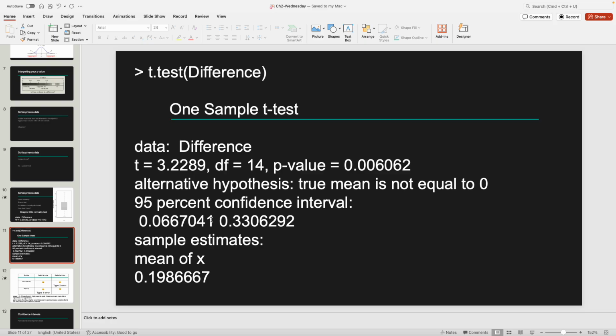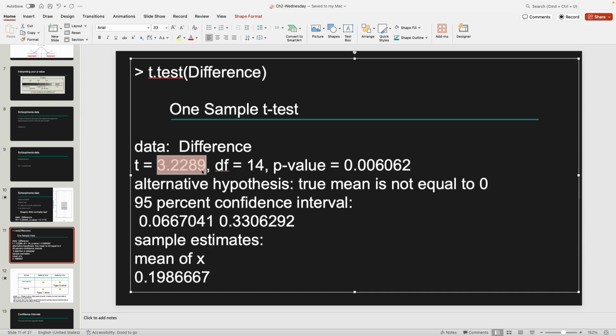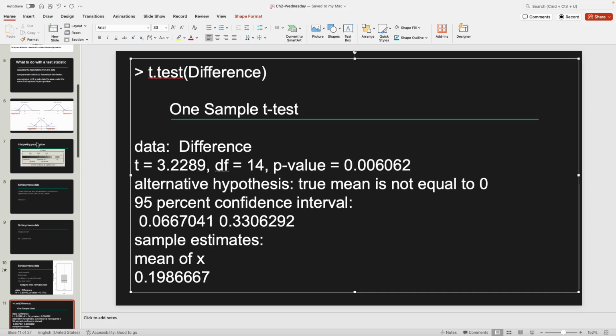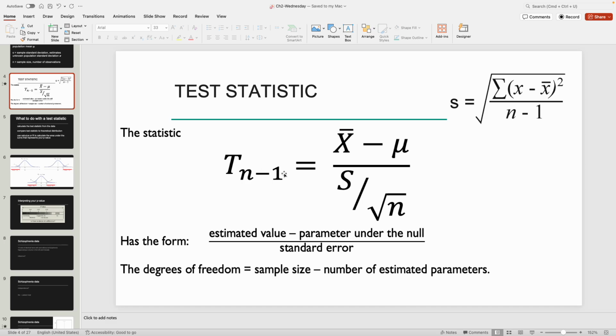Okay. When we run our t-test on this difference data, it produces this t-statistic right here, this 3.22, and that is calculated by this statistic, x bar minus 0 divided by the sample standard deviation divided by root of 15.